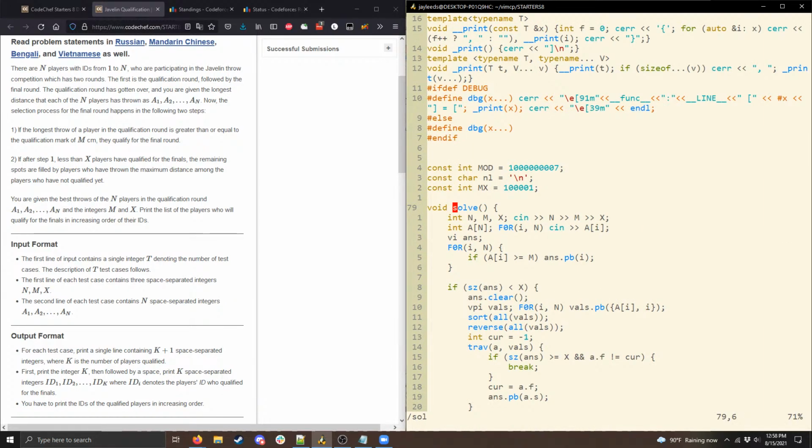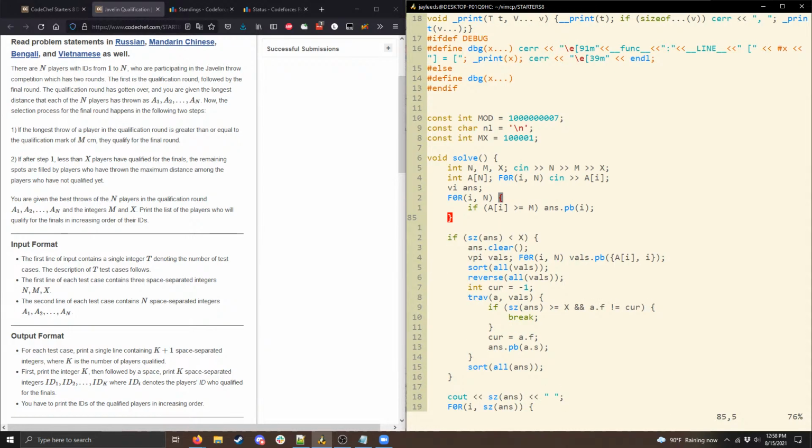The idea here is, first of all, I'm just going to make a list of all of the players who throw at least M units. And so then if that answer has size greater than or equal to X, then we're done, because then we don't need to go with this step. But if there are fewer than X players, then what I'm going to do is clear the list entirely, and make a list of the best X players.